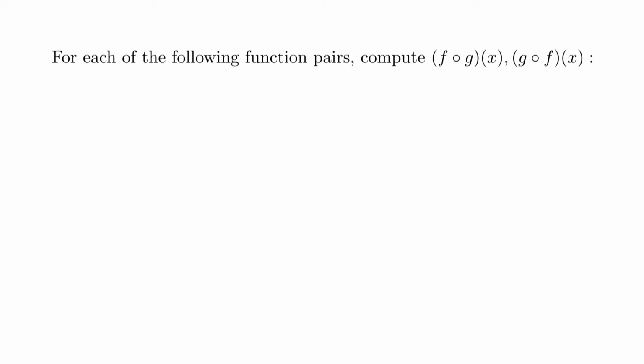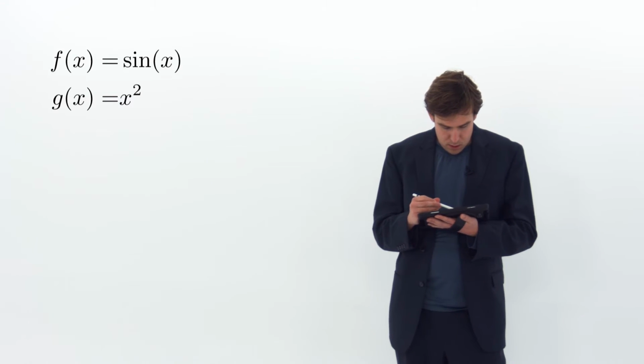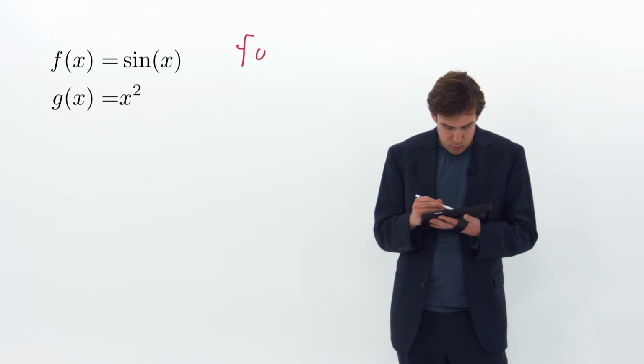So we're going to look at different function pairs and compute f composed with g and g composed with f. So this will be a good exercise in terms of thinking about composition, and will also be a testament to the fact that f composed with g is almost never equal to g composed with f. So let's look at f of x equals sine of x and g of x equals x squared. So we'll start with f composed with g.